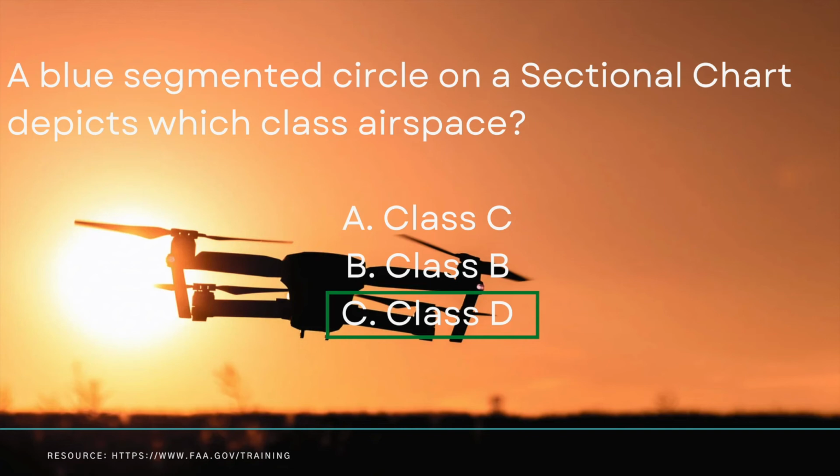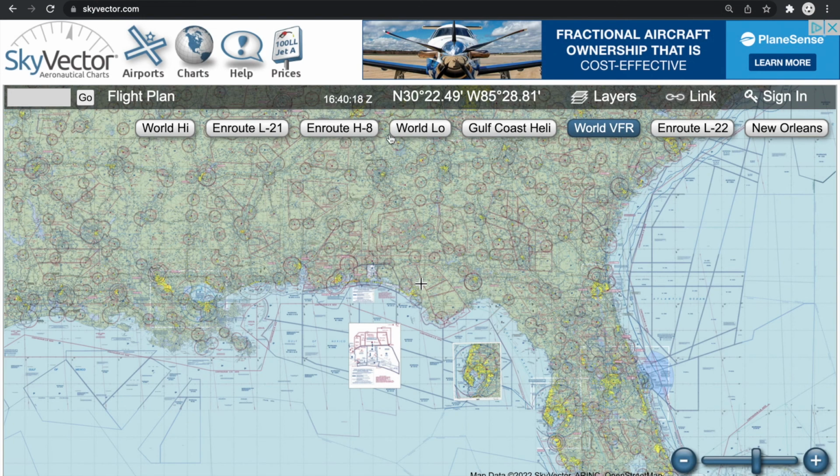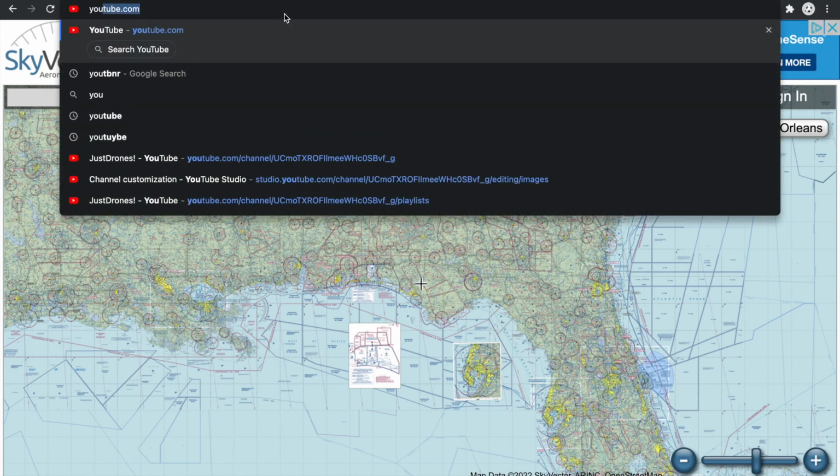Class D airspace. That's what a blue segmented circle on a sectional chart depicts when you're dealing with this class of airspace. So that does it for today, everyone.